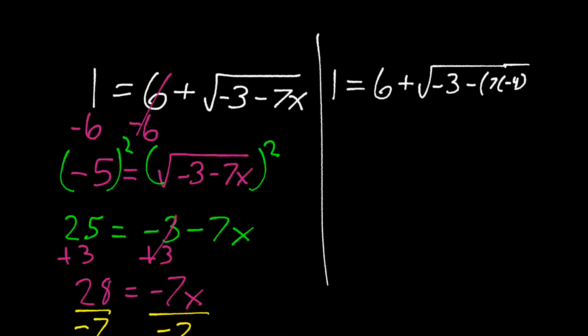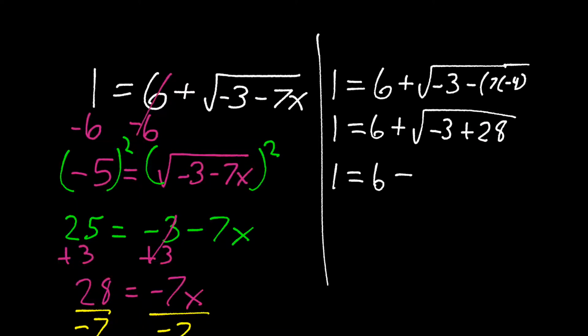Okay, so let's see what we get. We get 1 equaling 6 plus the square root. 7 times negative 4 is negative 28. Since it's a negative 28 and we are subtracting it, it'll be a plus 28, so we have a negative 3 plus 28. When I combine these, I get 25. So I have 1 equals 6 plus the square root of 25.